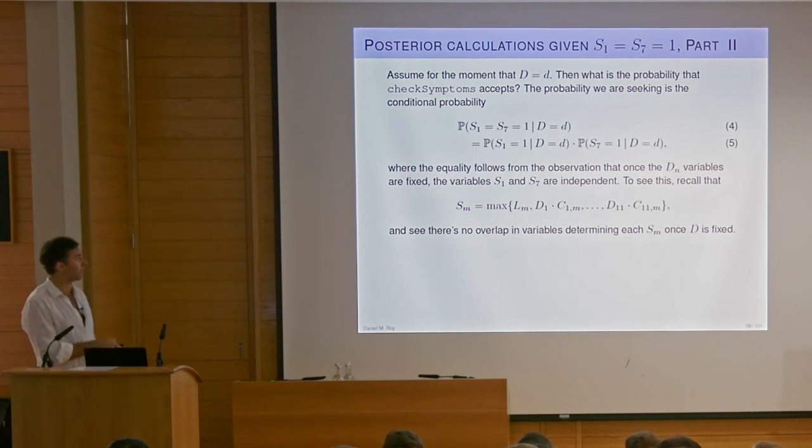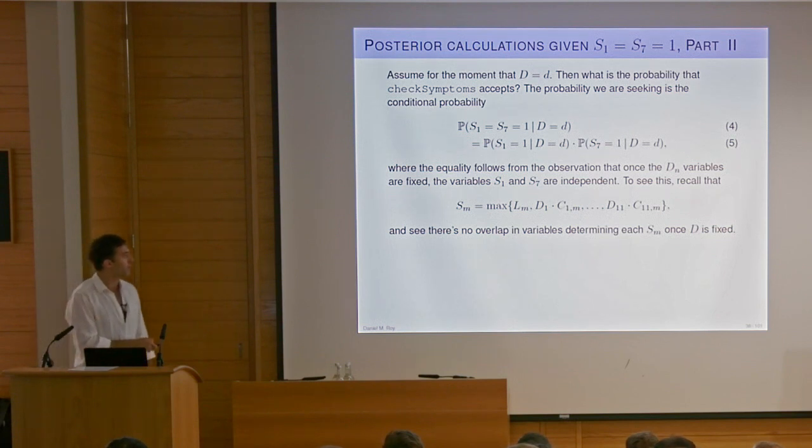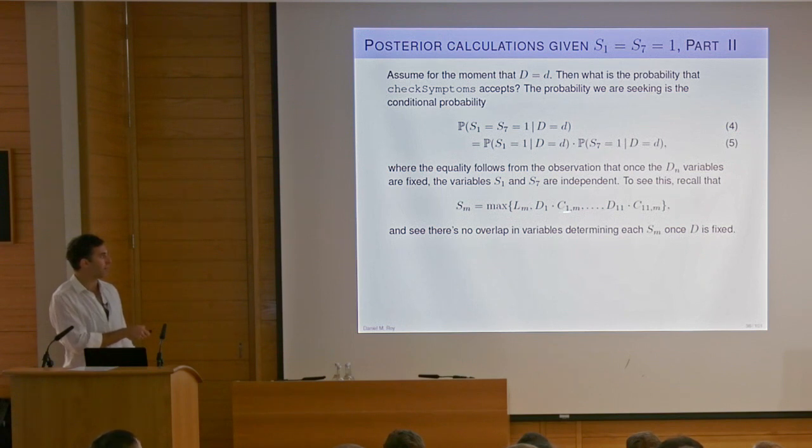This is evidence of conditional independence, right? And you can see that from the functional form of SM. These variables that are indexed by M are not used by anyone else. The only variables that are shared are D1 through D11, and I'm conditioning on those. So for all intents and purposes, they're fixed and not random.